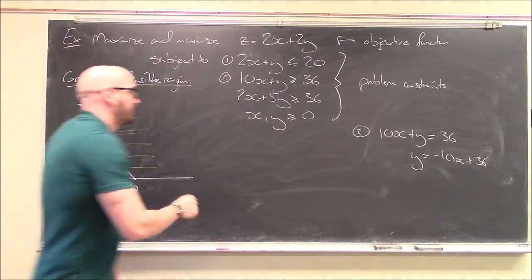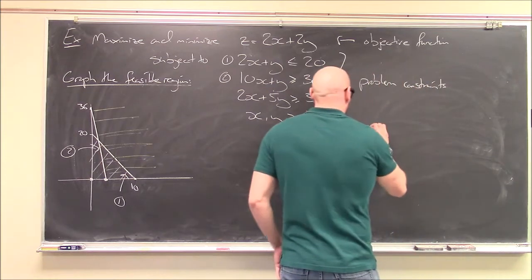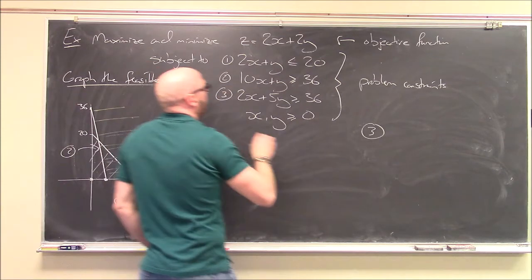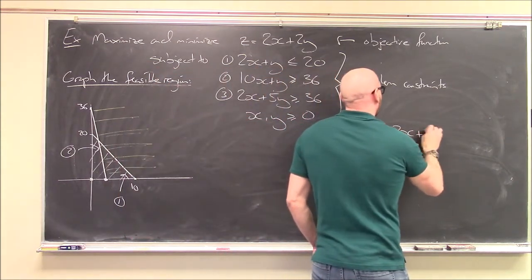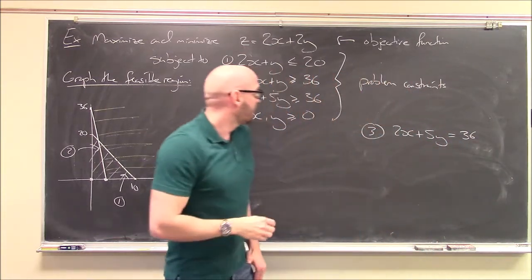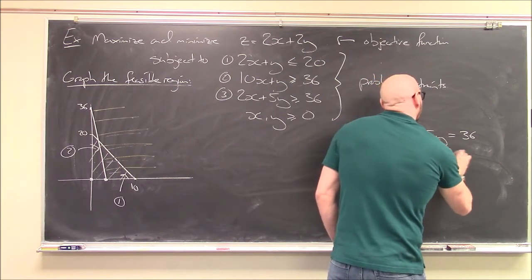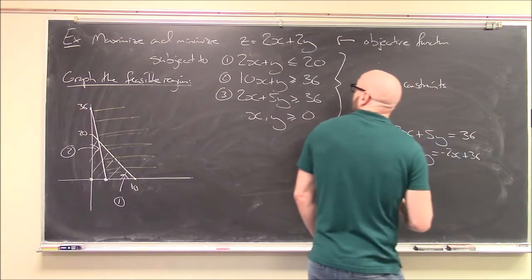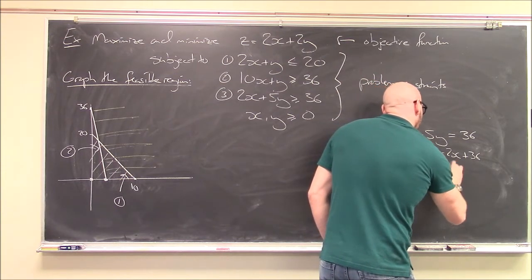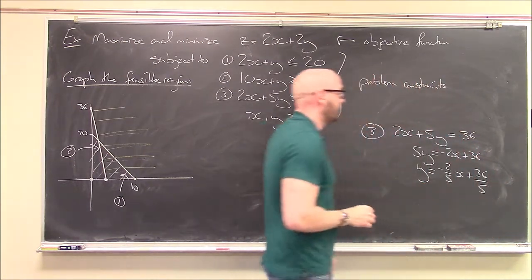Okay, last but not least, boundary line number 3. We have third equation here. We have 2x plus 5y is equal to 36. Go ahead and solve for y. 5y is equal to minus 2x plus 36. So y is equal to minus 2/5 x plus 36 over 5.